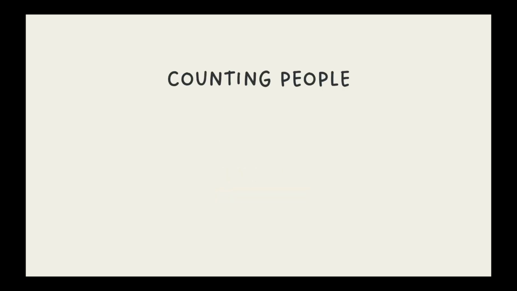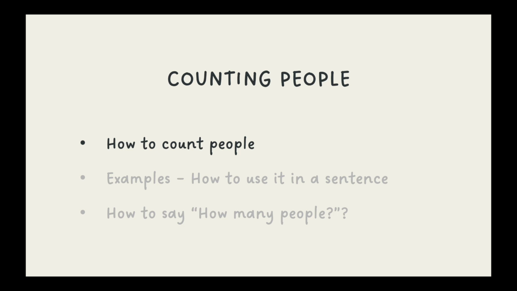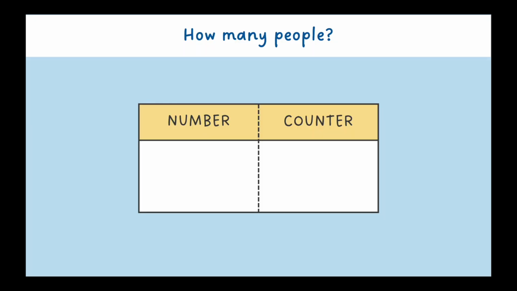こんにちは. In this video, we'll learn how to count people in Japanese, how to use the people counter in a sentence, and how to ask how many people there are. Let's start with how to count people in Japanese. To count people in Japanese, we put nin after the number.